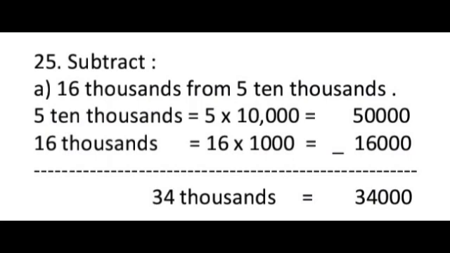Now here the number is given in words. You have to subtract 16,000 from 510,000. 510,000 when we convert into numbers, it will be 50,000. And the first number is 16,000. So 16,000 will be subtracted from the 50,000 and our answer will be 34,000.